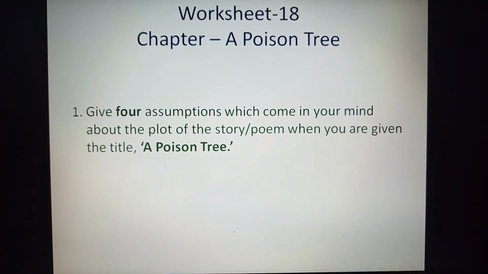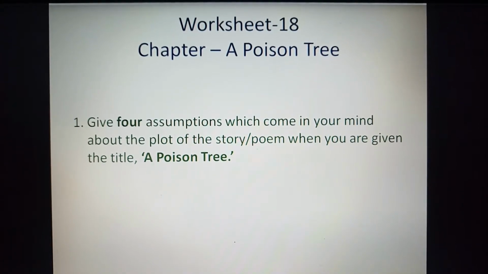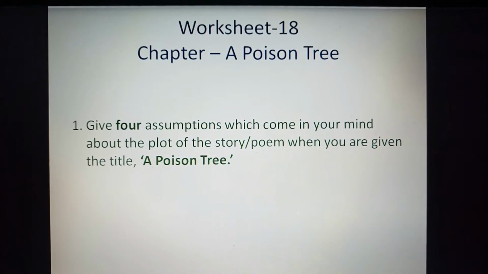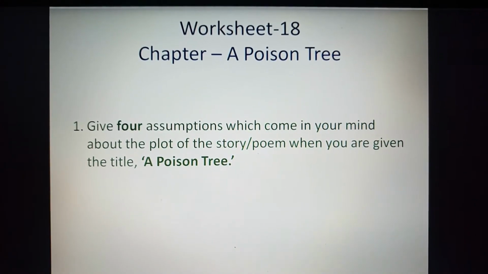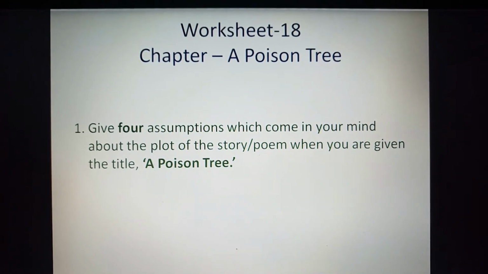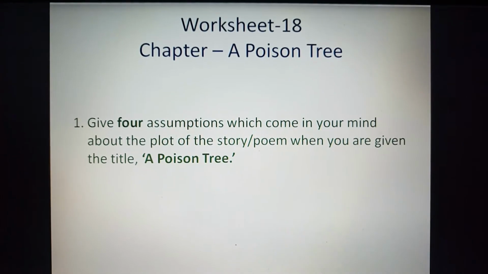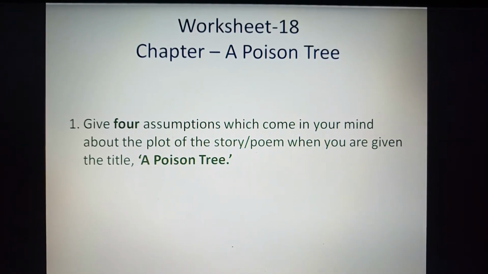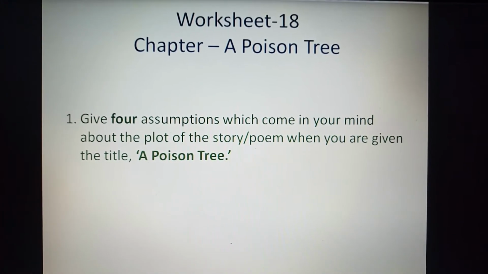Now give 4 assumptions which come to your mind about the plot of the story or poem when you are given the title A Poison Tree. For example, I tell you that today we will be reading a story or a poem about a poison tree. Now, what kind of assumptions come to your mind? Maybe one assumption can be it's a story where a tree was poisoned by someone.